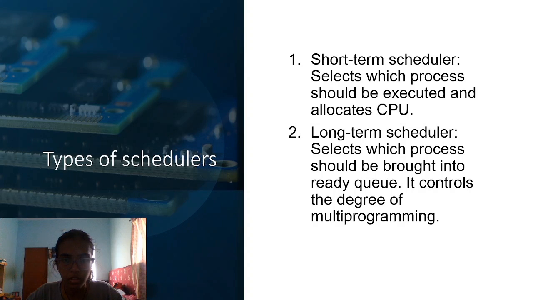Types of schedulers. There are different types of schedulers in operating systems. Short-term scheduler or a CPU scheduler. It selects which process should be executed and allocates CPU to it. Long-term scheduler. It selects which process should be brought into the ready queue. It controls the degree of multiprogramming. It is also known as job scheduler.